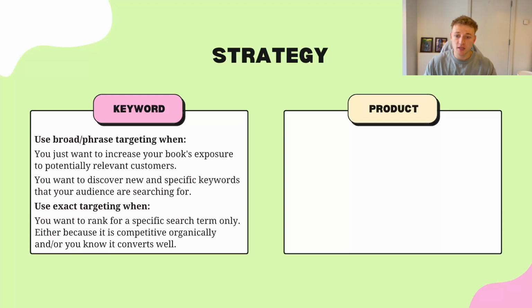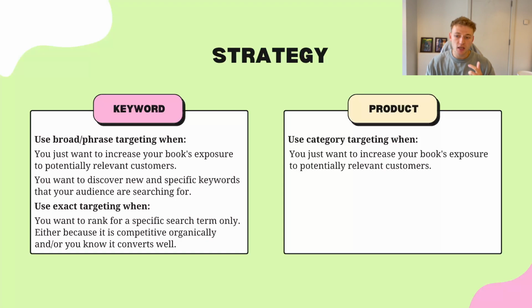And then in terms of product targeting, I would use category targeting with your products when you just want to increase your book's exposure to potentially relevant customers. Because if your book is a dinosaur coloring book and you're targeting the category coloring books for kids, yes, you are potentially going to waste some money on some irrelevant matches, but you are also going to potentially show your book to new customers who didn't really think they wanted your book, but having seen it are actually really interested and then might go ahead and buy.